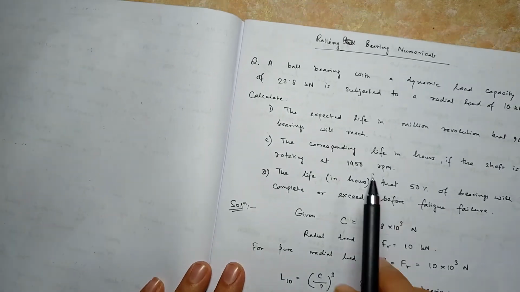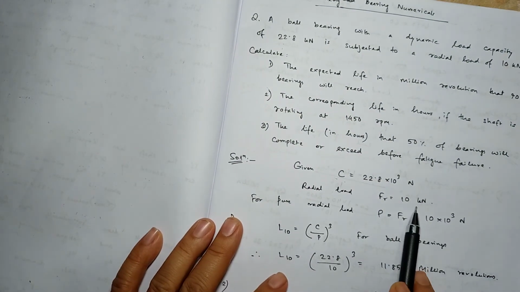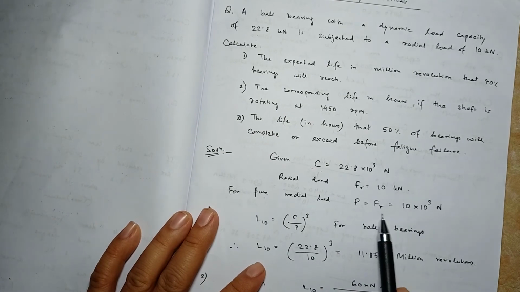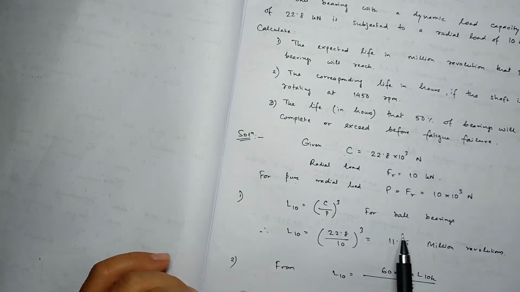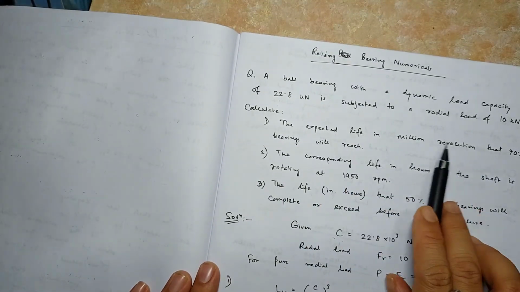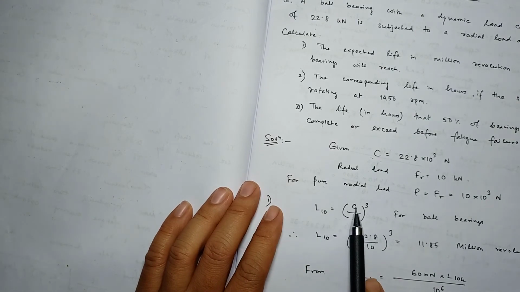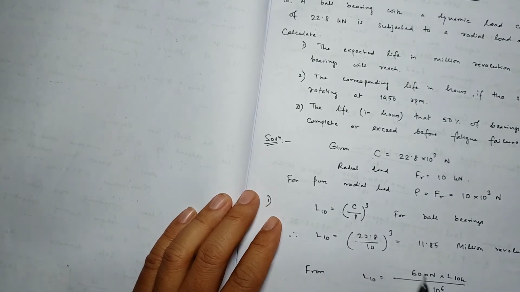First, given is your dynamic load carrying capacity. Radial load is given, axial load is not there, so directly your effective load is P equal to 10 to the power 3 newton. Now find the expected life in million revolutions, L10. For a ball bearing, the relation is L10 equals (C by P) whole cube. C is your dynamic load carrying capacity, P is the effective load, and L10 is your life.